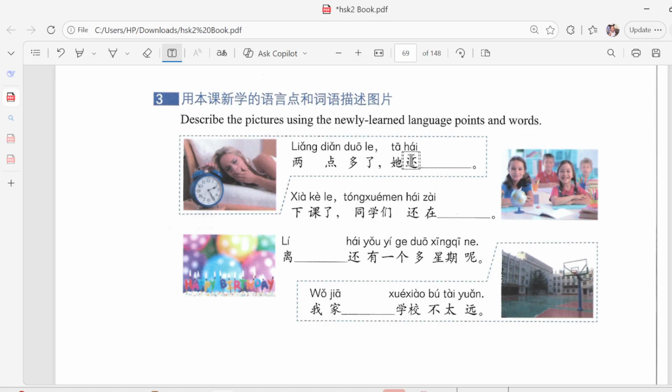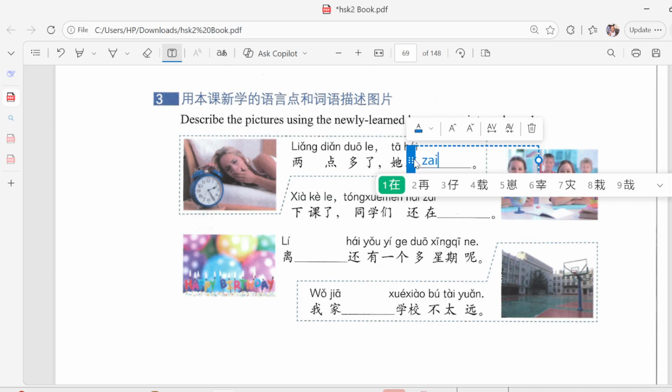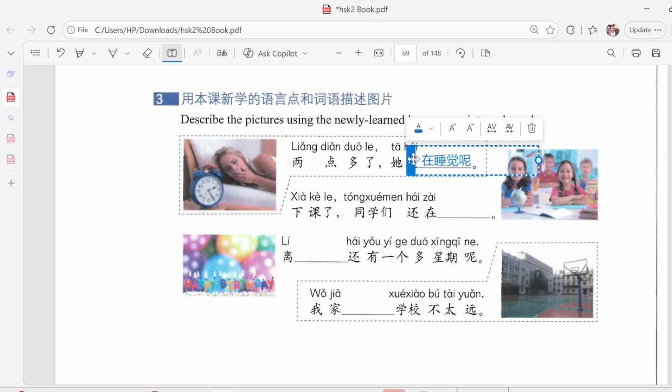Like here, 2点多了，他还. Now this one is easy. You see, the person is sleeping and it's more than 8 o'clock. So how do you say sleeping in Chinese? 他还什么？他还. Okay, let's do this. Yes, 睡觉, that's true. 他还在睡觉. 他还在睡觉呢. 哎呀，8点多了，他还在睡觉呢.